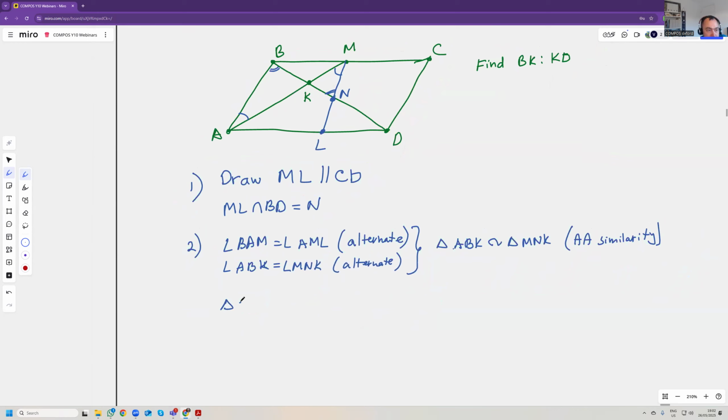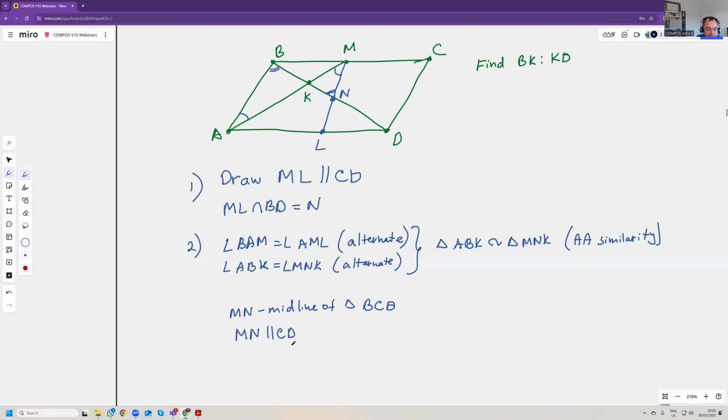Well, here I'm tempted to say that MN is the midline of the triangle BCD. Let's write that down. MN is the midline of triangle BCD. What does that mean? Well, MN is parallel to CD.